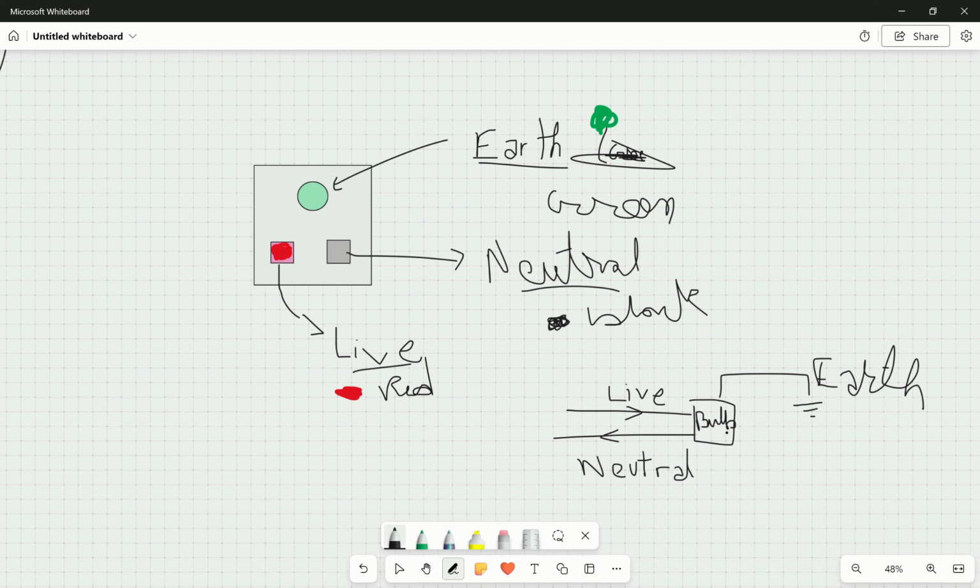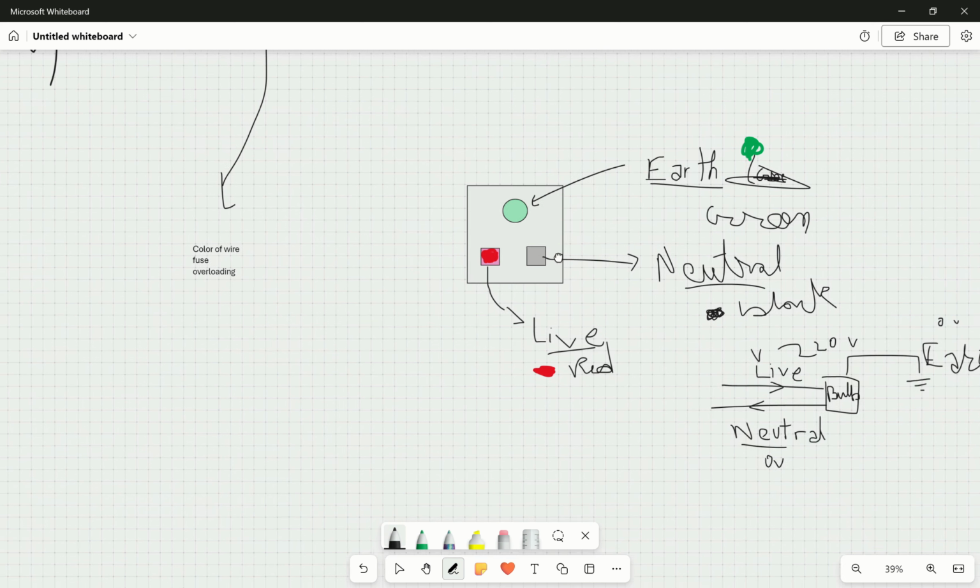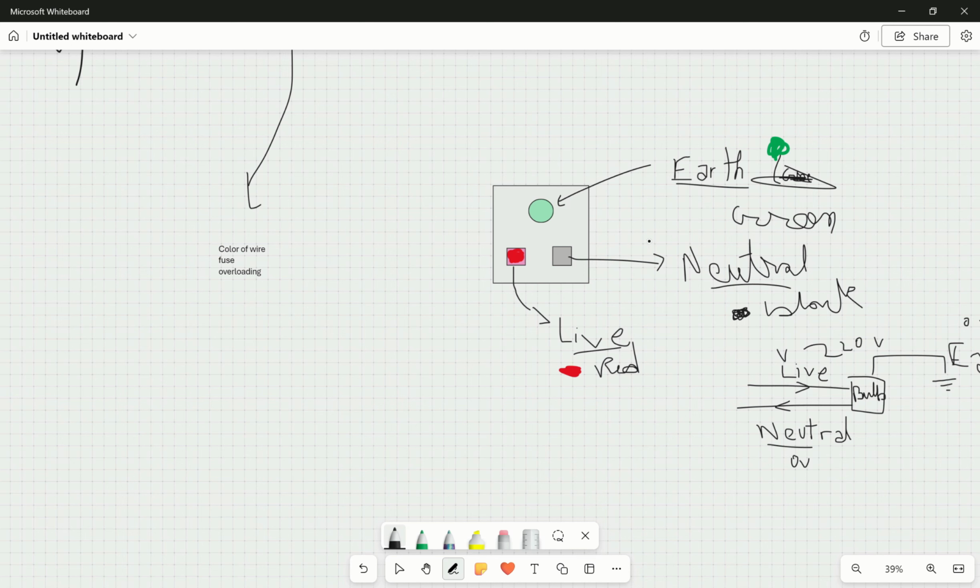So the main things we have to know about it is that neutral wire has zero voltage, earth has zero voltage unless there is overloading, and the live wire has voltage, normally 220 volts. Okay, these are the important things. Then we now study overloading. Okay, we saw the color of wires. Now let's see. First we see fuse. Okay, what is a fuse?